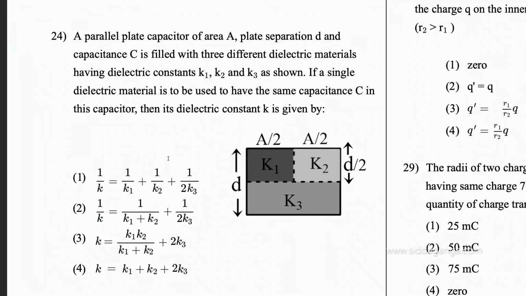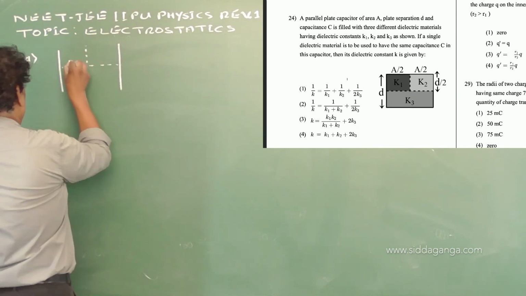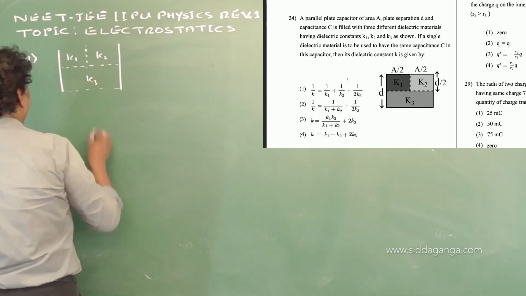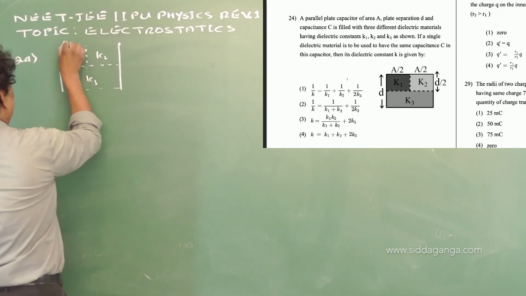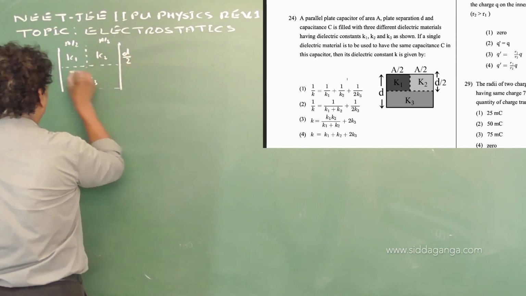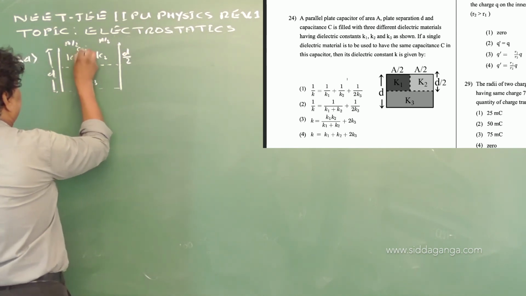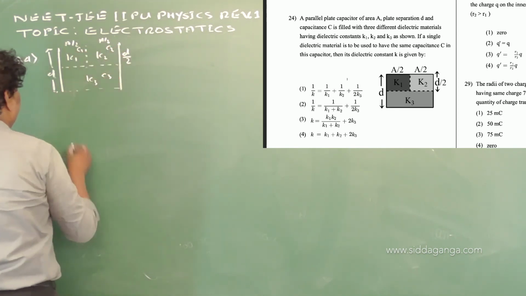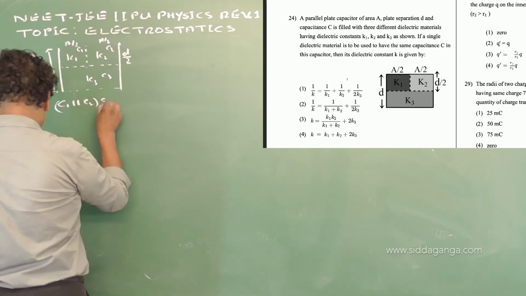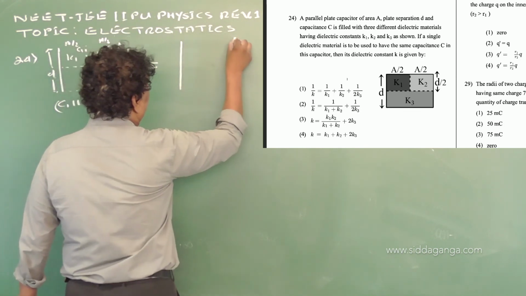This is K1, K2, K3. Now area here A by 2, A by 2. Distance here D by 2. This is D. Now this is C1, C2, C3. Now we know that C1 is in parallel with C2, and it is in series with C3. Now this is equivalent to, right.